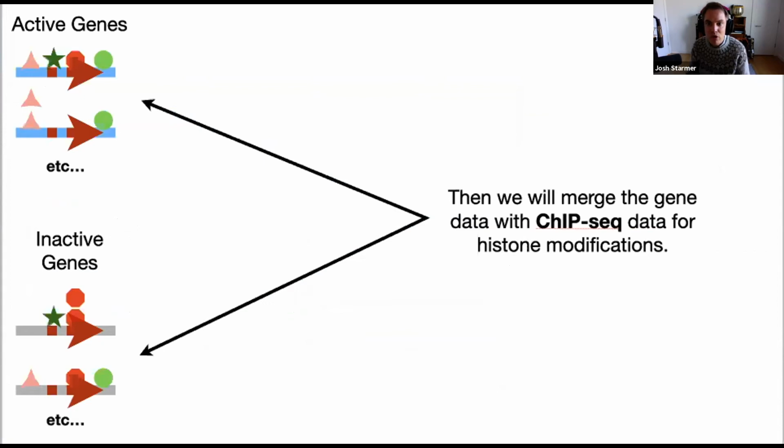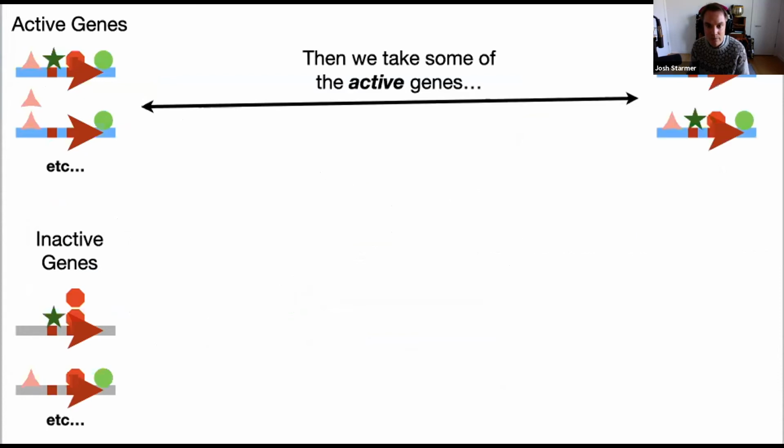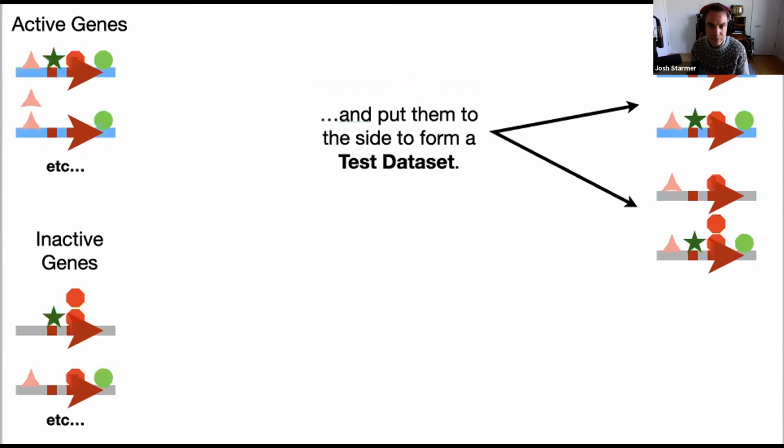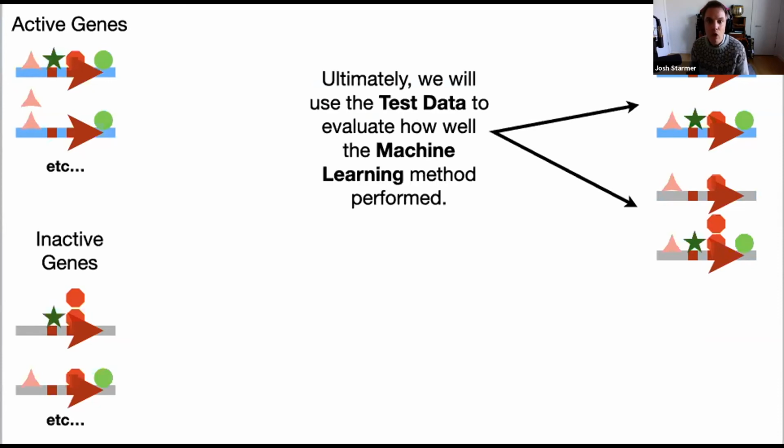Then we will merge the gene data with ChIP-seq data for the histone modifications. Then we will take some of the active genes and some of the inactive genes and put them to the side to form something called a test data set. Ultimately, we will use the test data to evaluate how well the machine learning method performed.